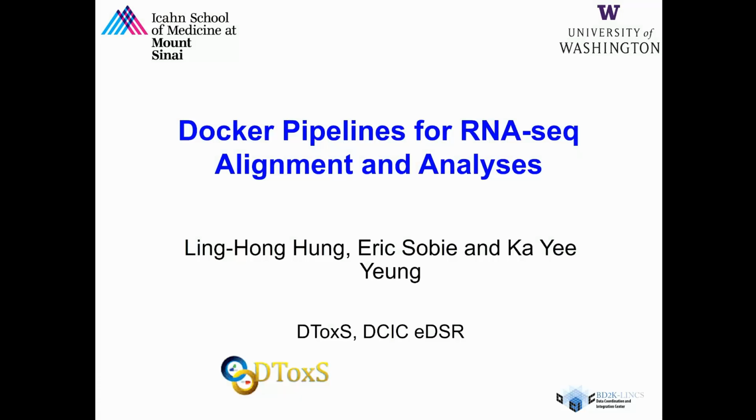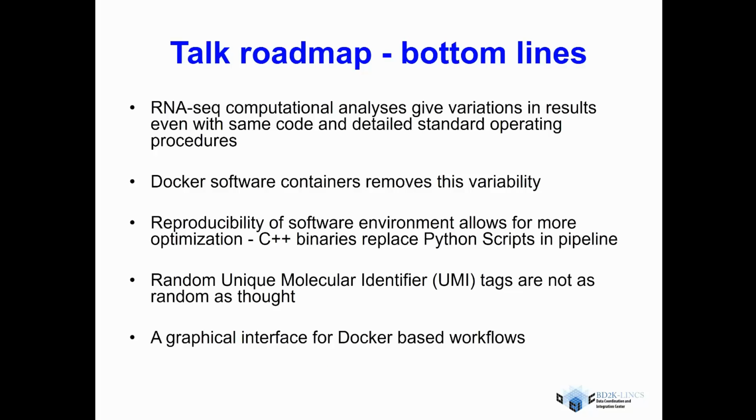And analysis. So this is where we're going to go with the talk today. I'm going to show you that when we do computational analysis of RNA-Seq, we can still get variations in results even when we use the exact same code and we have a very detailed and accurate standard operating procedure. Then I'm going to show how we can use software containers, Docker software containers, to remove this variability and improve the reproducibility of our results.